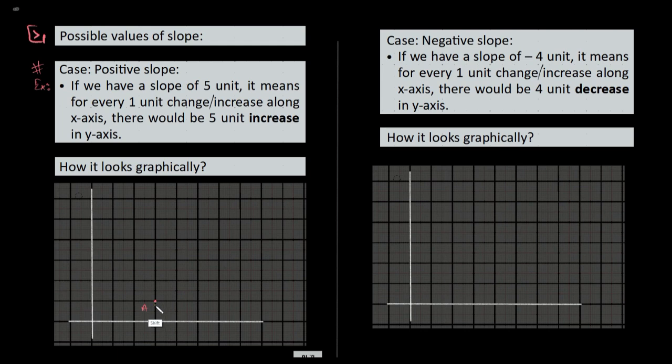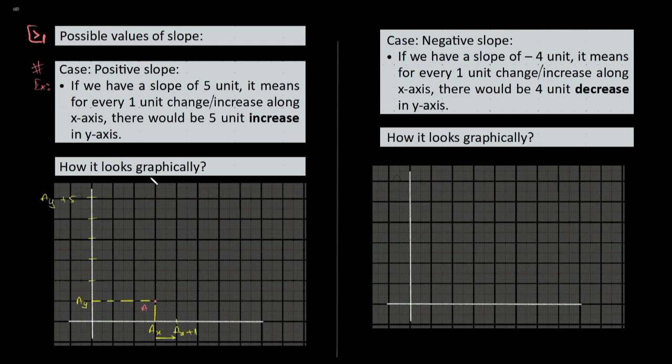The projection of this point onto the x-axis and y-axis is this. So that's your AX and that's your AY. If there is an increase of 1 unit along the x-axis, what does it mean? AX to AX plus 1. If we need a slope of 5 unit, I need to increase here by 5 unit. 1, 2, 3, 4, 5. So this would be AY plus 5.